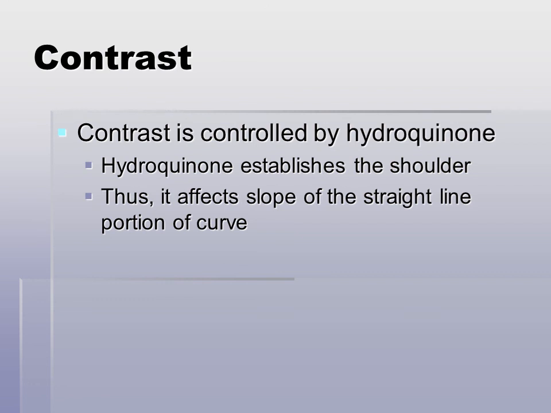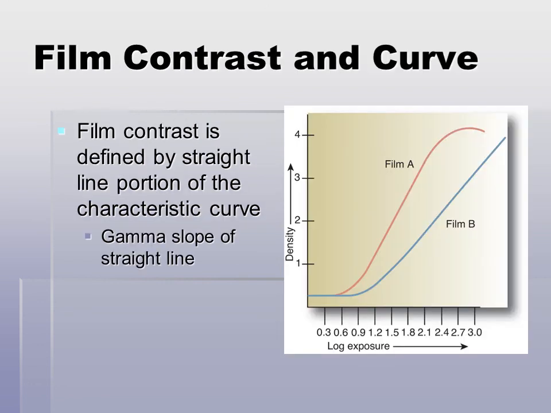Contrast. Again, the definition of contrast is the difference between adjacent densities. Contrast is controlled by the hydroquinone. Hydroquinone establishes the shoulder, thus it affects the slope of the straight line portion of the curve. Film contrast and curve.